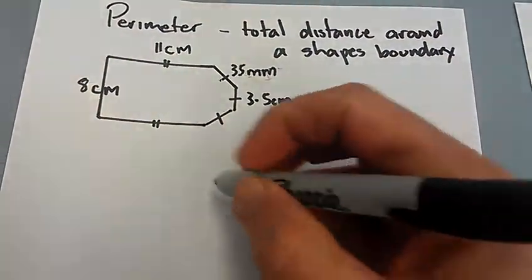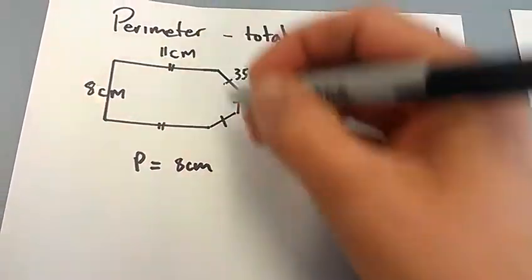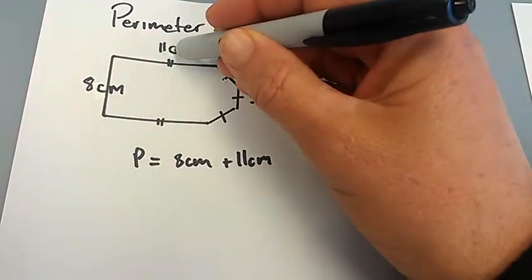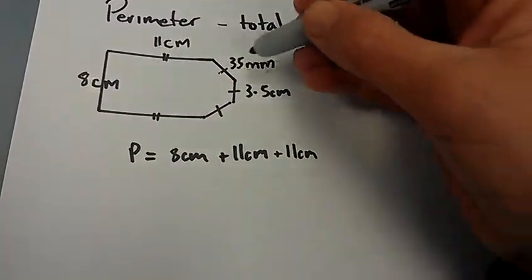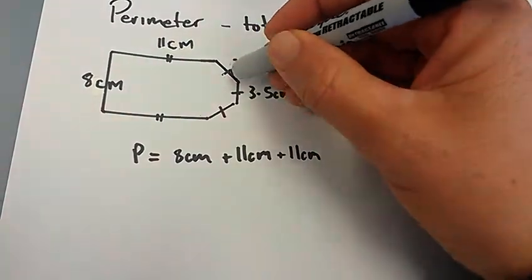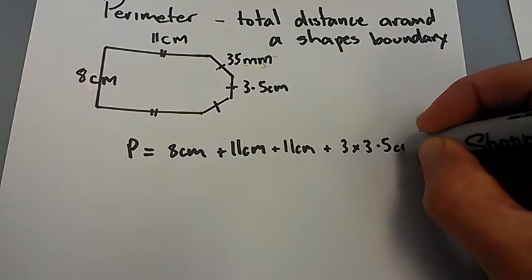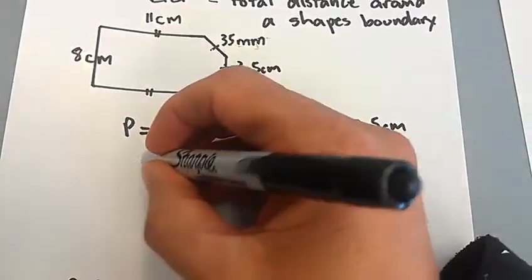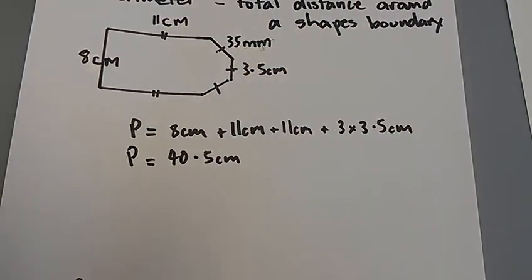So if I want to find the perimeter of a shape, I simply add up all of the distances around. I've got 8 centimetres, I've got 11 centimetres, and then these same markings tell me these sides are equal in length. So I have 11 centimetres again, one here, one here. My 35 millimetres, which I know is 3.5 centimetres, again the consistent marking tells me these sides are all the same length. So I've got 3 lots of the 3.5 centimetres. Perimeter is just a matter of adding all that up, which gives us 40.5 centimetres as the perimeter of that shape.